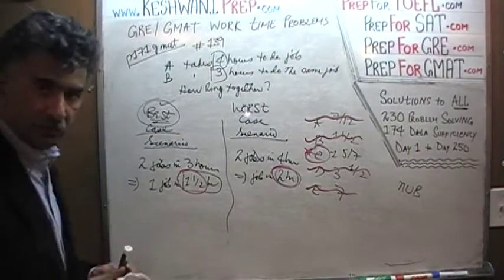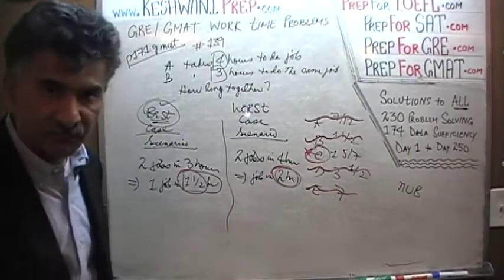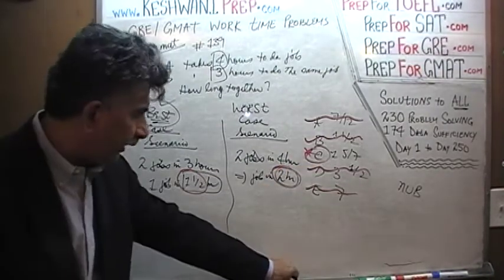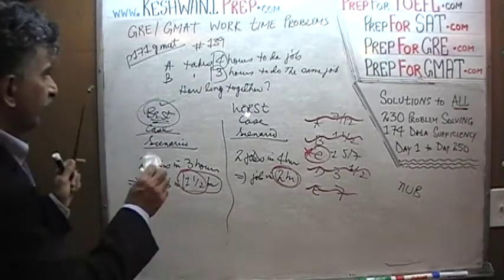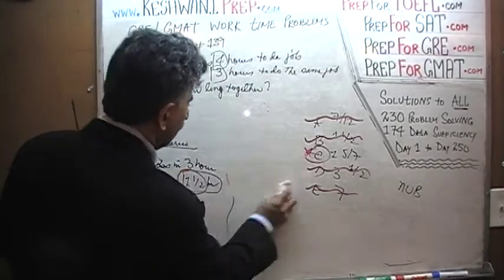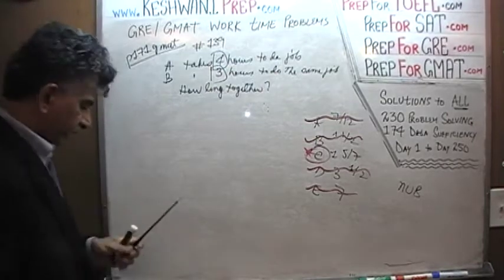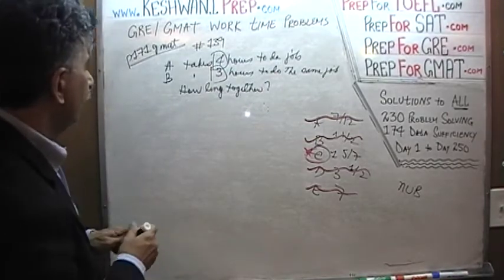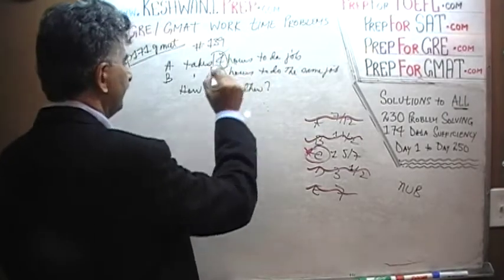Here's the second method. We're done with this part. We already know the answer is 1 and 5/7. Now let's do the second method. We ask ourselves, here we have 4, here we have 3.